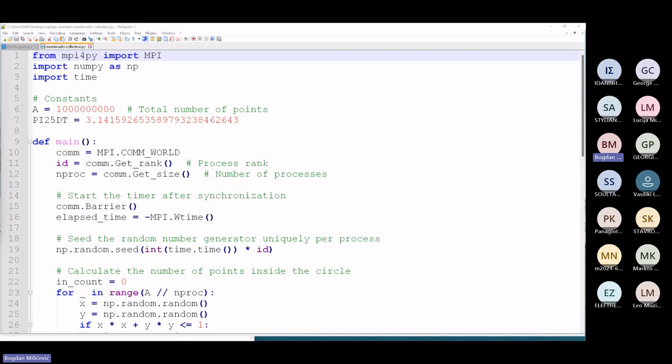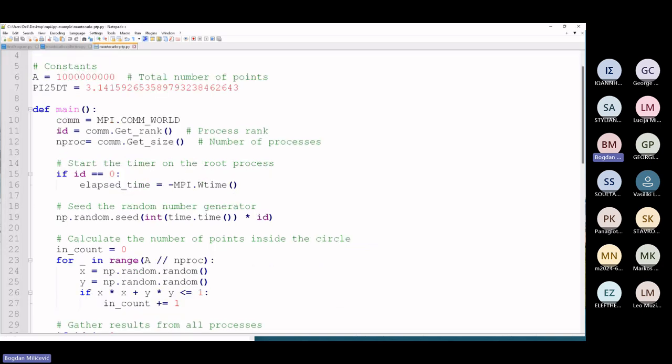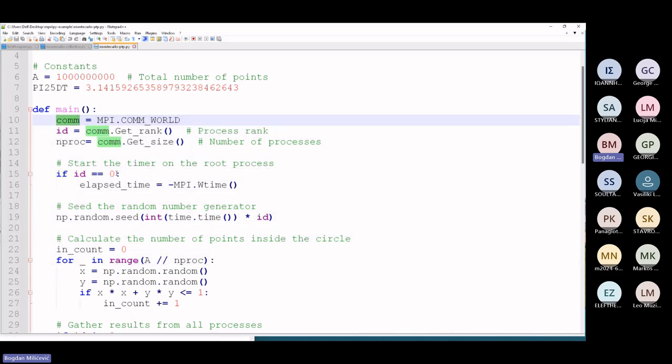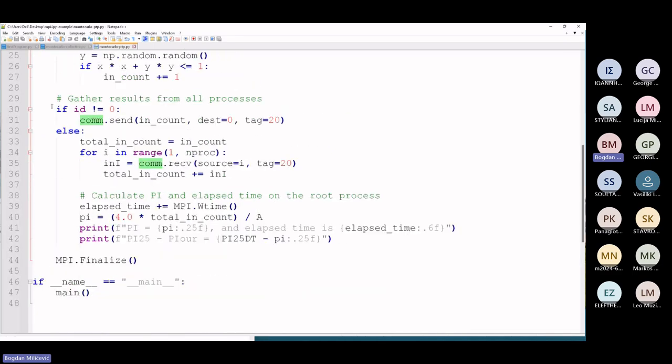So where we had point-to-point communication in Monte Carlo, here we have no communication. We only have the communicator, but that's not it. We have this part where we are gathering the results from all processes, but don't let this confuse you. This shouldn't be a gather. This is actually a reduction. We should summarize all of the partial sums in Monte Carlo.